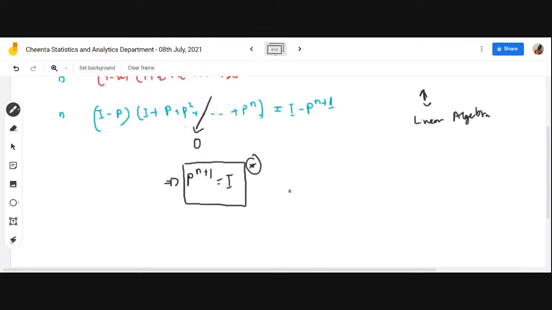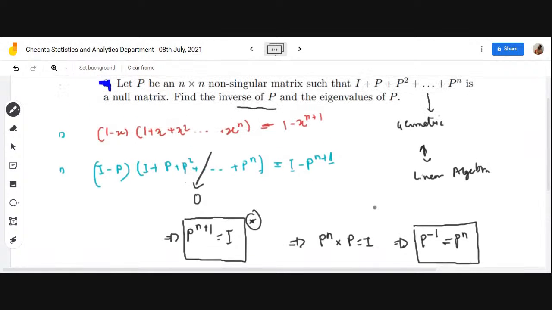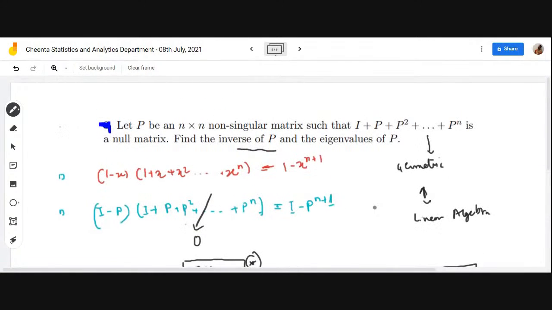Perfect. So P to the power n times P is equal to I. So you get that P inverse, since it's unique, must be equal to P to the power n. So we have got this. Superb. So now how do you find the eigenvalues of P?